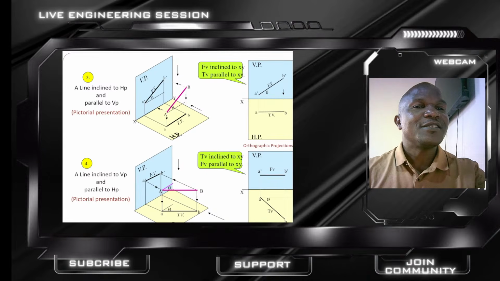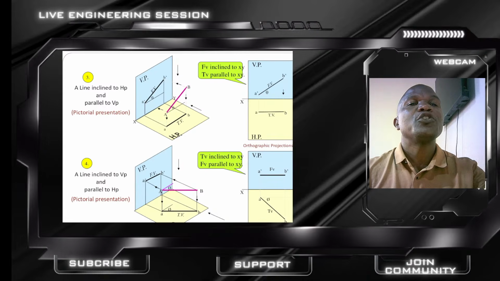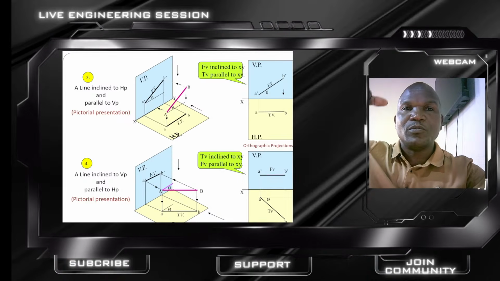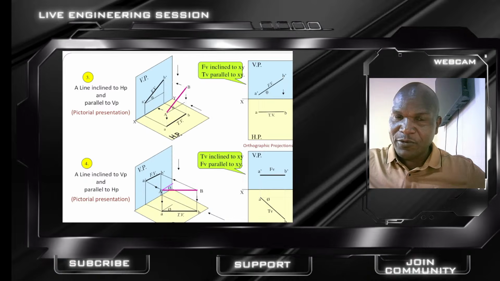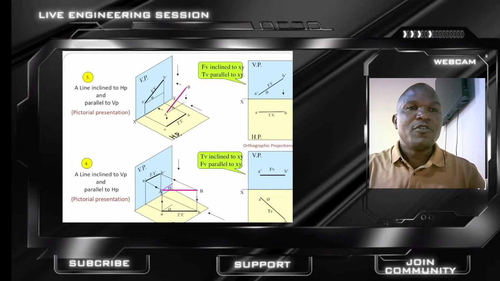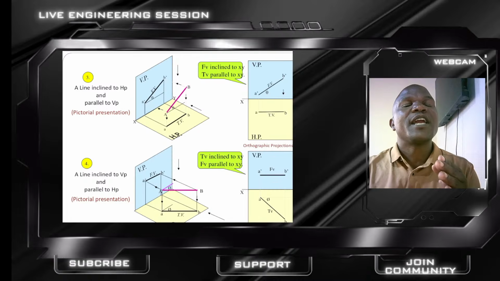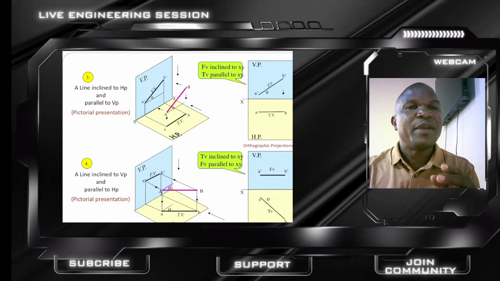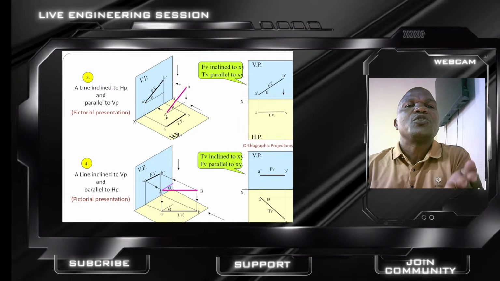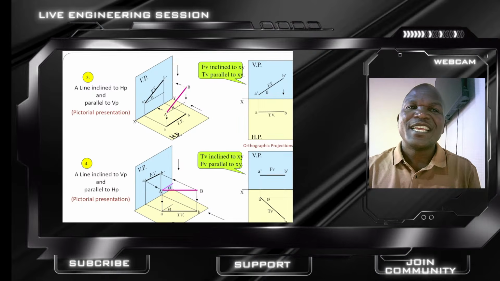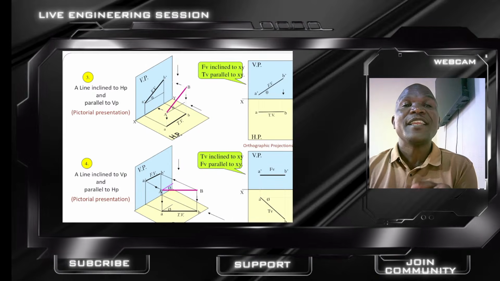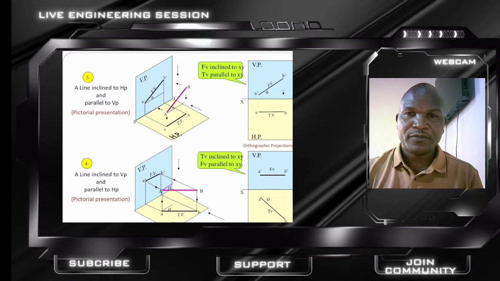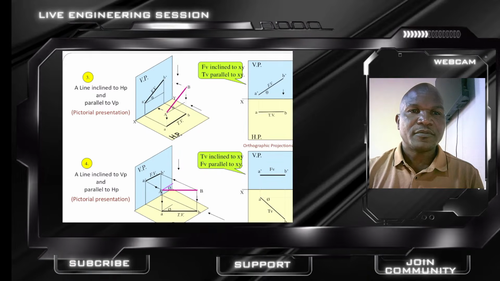In this case, the top view will show the true length, because from the top view you'll be able to see the exact length, which is now perpendicular to your eyes. But the front view is inclined, therefore it will never give you the true length. So the rule is: the plane to which the line is parallel shows the true length. I repeat again, the plane to which the line is parallel shows the true length.